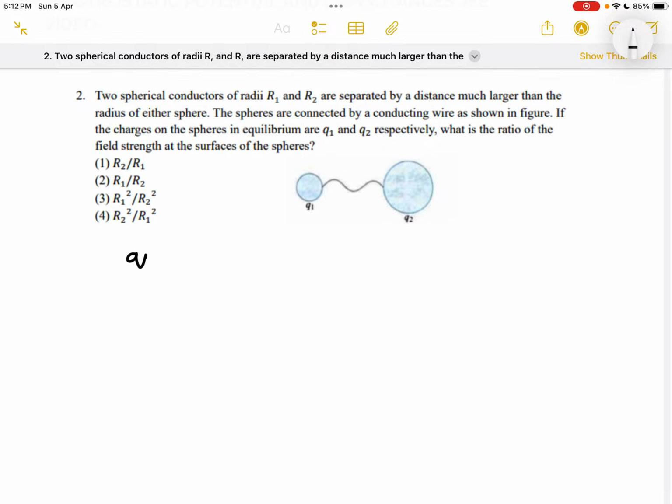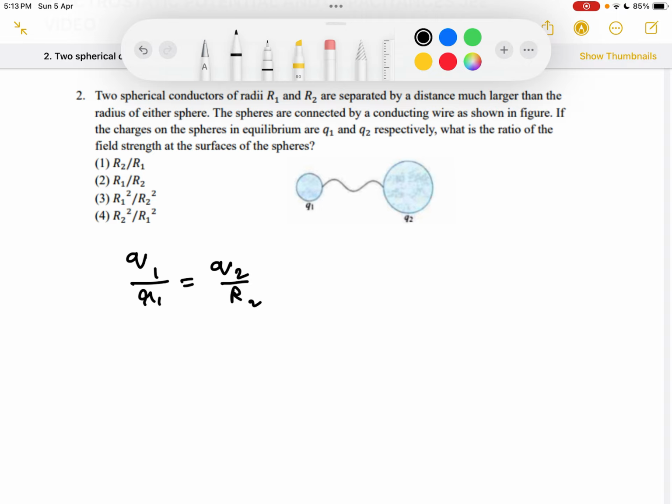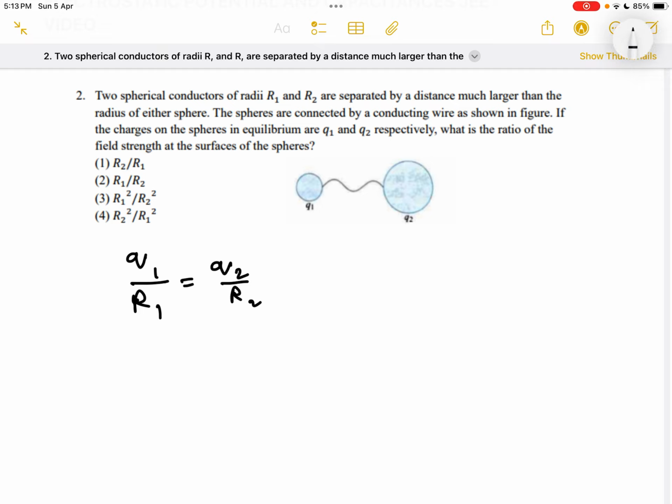Now we know that Q1 divided by R1 would be equal to Q2 divided by R2 for the potentials to be equal. Because they are connected by a conducting wire, their potentials must be equal. Now potential is 1 by 4 pi epsilon naught Q by R. So 1 by 4 pi epsilon naught gets cancelled, and I write just Q1 by R1 equal to Q2 by R2. And also, R1 divided by R2 would simply be Q1 divided by Q2.